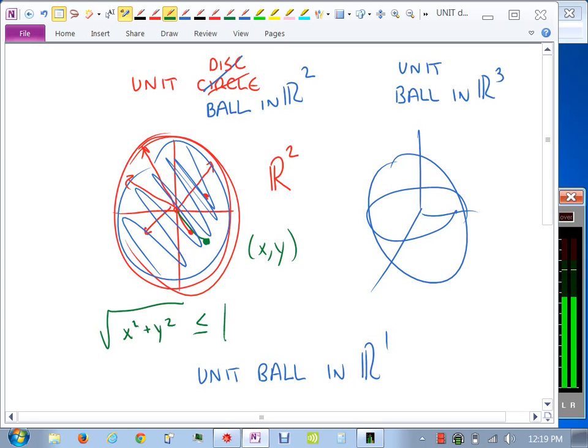In 3-dimensional space, guess what it is? It's x squared plus y squared plus z squared. The square root has to be less than or equal to 1. Guess what it is in 4-dimensional space? x squared plus y squared plus z squared plus your 4th variable, k squared, square root less than or equal to 1. 5 space, 6 space, 7 space. And there's even an infinite dimensional space. There's an R infinity.